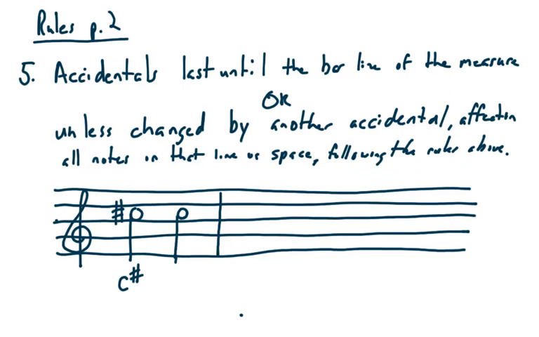That's still in the same measure. It's a C. We know that because it's on the same space. That makes it C sharp. Okay? Now, by those same rules, right now, is this note C or C sharp? It's C. Why? Because we have a bar line. So now we have C.